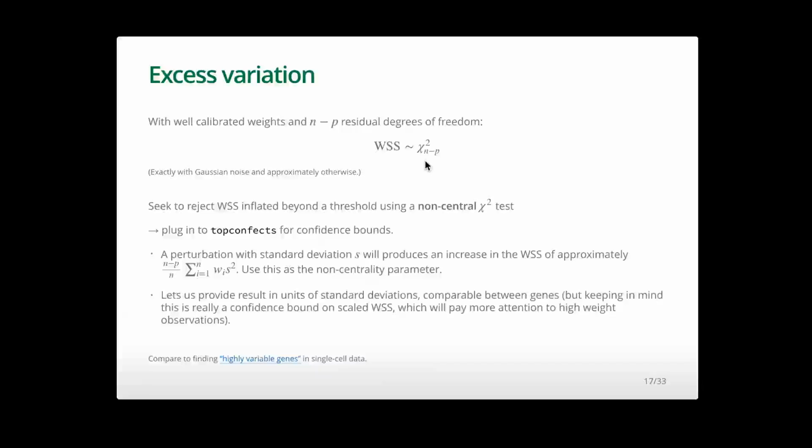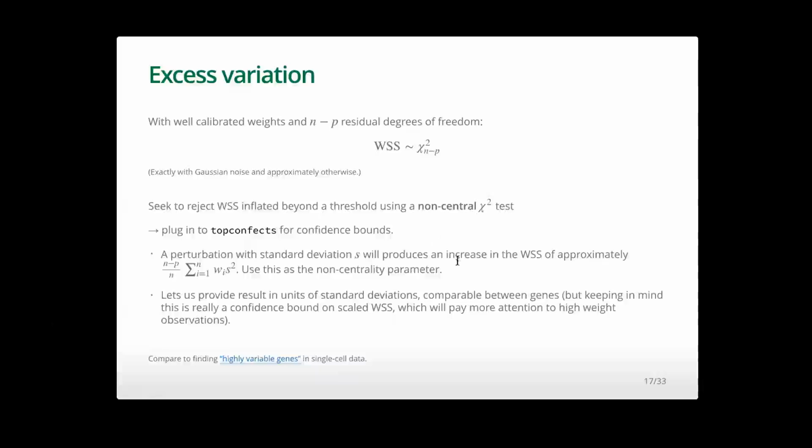So that allows a test for anything with variation greater than expected, but one of the things I'm trying to get at with this package is not just rejecting a null hypothesis, but actually quantifying things and putting confidence bounds on things. So what I've come up with is we can do a test relative to a threshold with a non-central chi-squared test. And then based on that, plug it into Topconfects, and that'll give us confidence bounds.